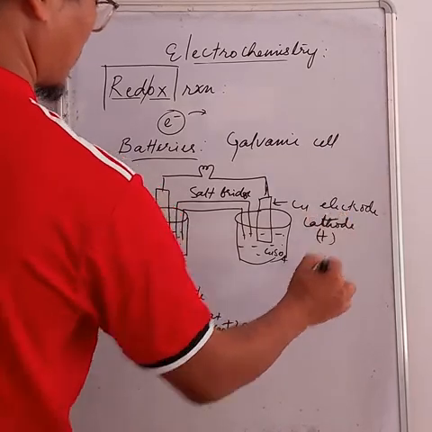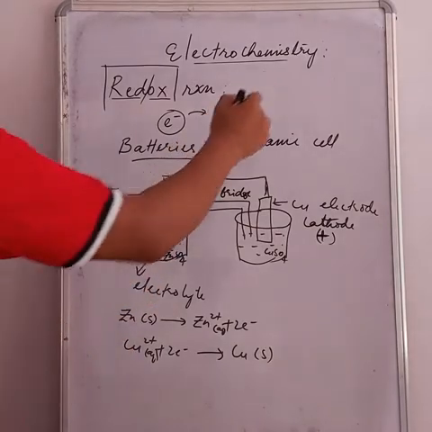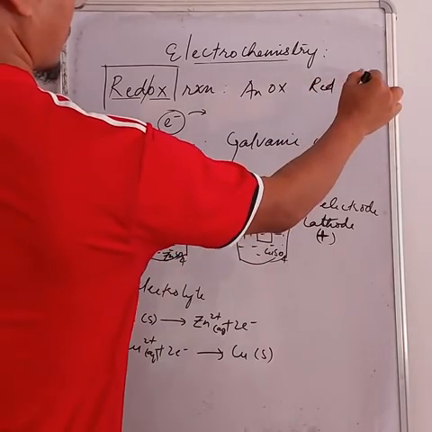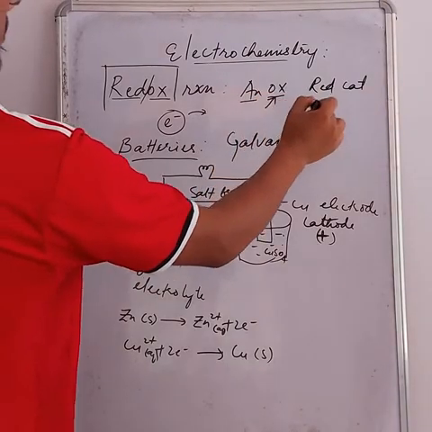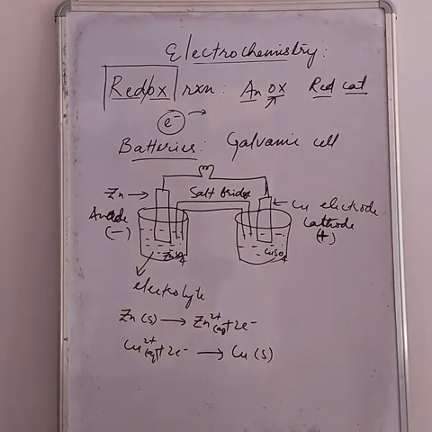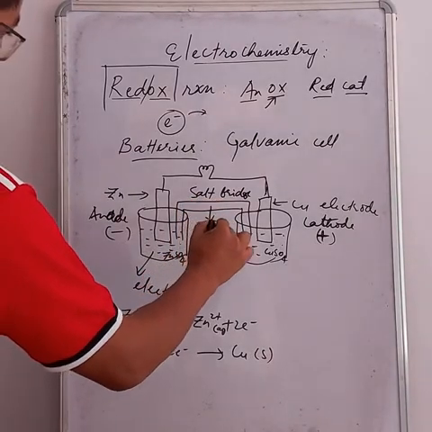Just remember this T, it looks like a positive sign. And remember: an ox chasing a red cat. Oxidation, anode is where oxidation is taking place, and cathode is where the reduction reaction is taking place. That's a good mnemonic to go with. So this is a typical battery setup, and this salt bridge is composed of potassium chloride solution.